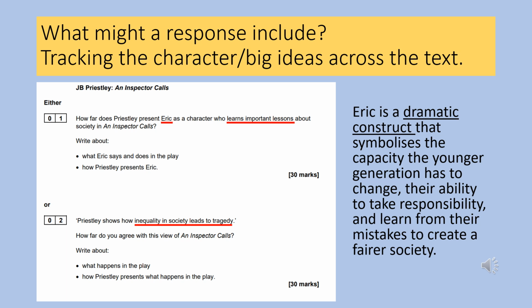So Eric is a dramatic construct that symbolises the capacity the younger generation has to change, their ability to take responsibility and learn from their mistakes to create a fairer society. It is important to note that when you talk about any of the characters that are created in this play, you talk about them as if they are a construct, and because it is a play, you can talk about them as being dramatic constructs.